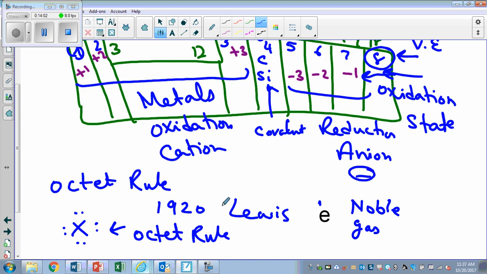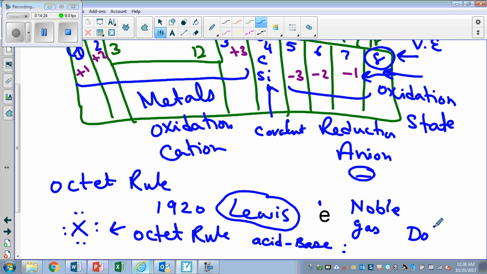Lewis has many other contributions to chemistry, by the way. He gave us the Lewis acid-base theory, where an acid can be defined as an electron acceptor, and a base as an electron donor. He also has contributions in the Lewis dot diagram, if you remember, and some contribution in thermochemistry as well. But anyway, going back to the ionic compounds.